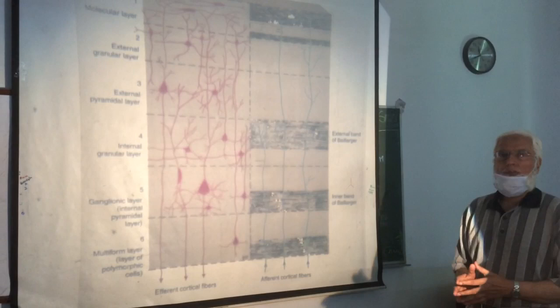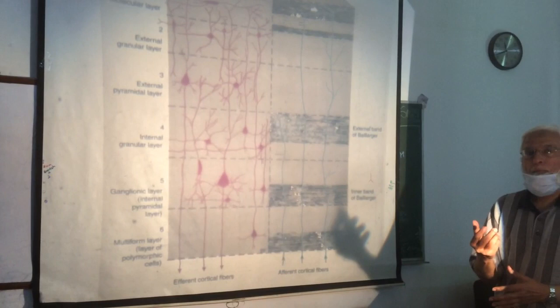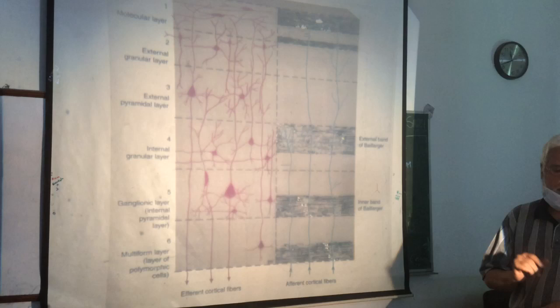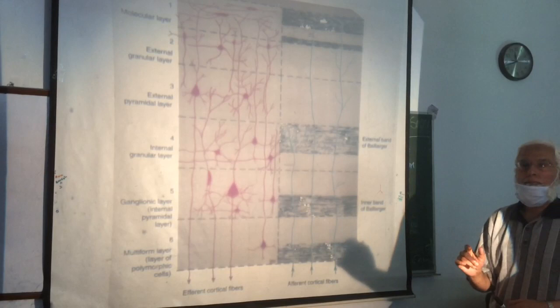Cerebral cortex forms a complete covering of the cerebral hemispheres. It consists of gray matter, so the cerebral cortex is composed of gray matter.